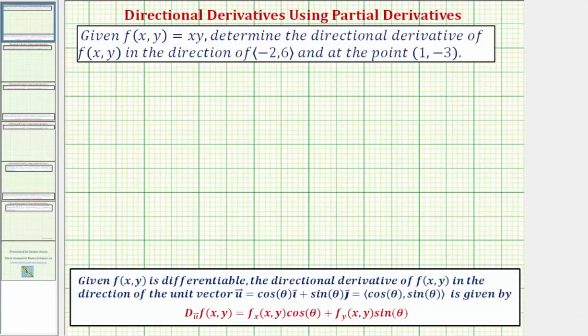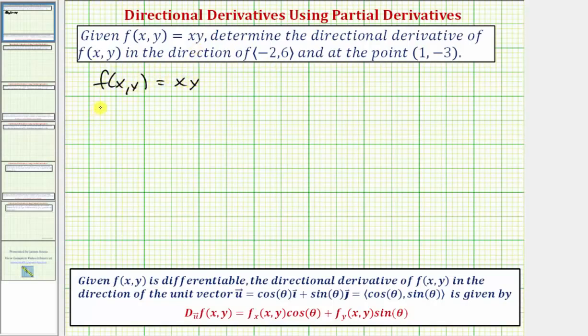For a quick review, if we're given a function f of x comma y which is differentiable, the directional derivative of the function f in the direction of the unit vector is given by the partial derivative of f with respect to x evaluated at the point x comma y times cosine theta plus the partial derivative with respect to y evaluated at the point x comma y times sine theta. So to find the value of our directional derivative, we'll need to find the partial derivatives, then evaluate those partials at the point 1, -3, and we'll also have to find the unit vector in the direction of the given vector.